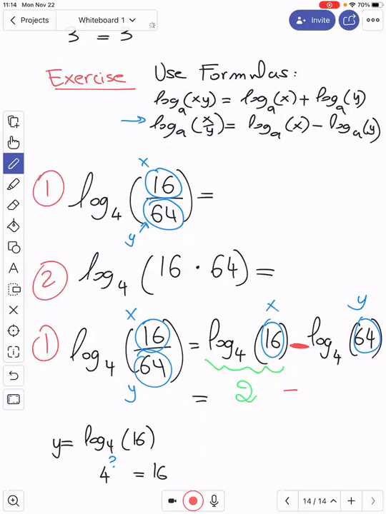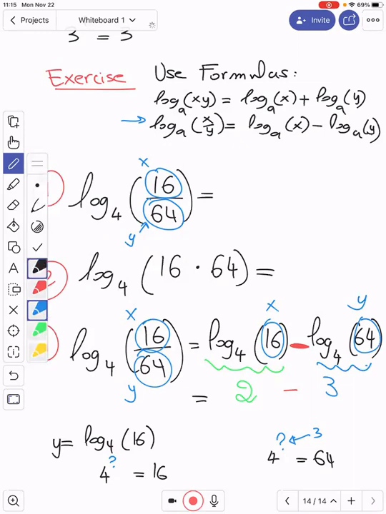Now it's log in base 4 of 64. For which power of 4 are you going to get 64? 4 times 4 is 16, times another 4 is 64. It's 4 cubed. So this number here would be 3. So it's 2 minus 3, and that will be equal to -1.